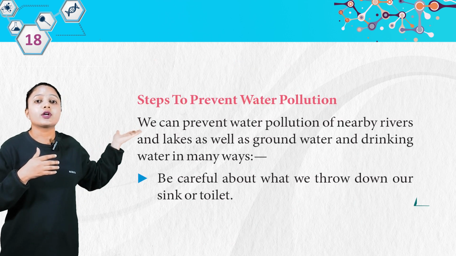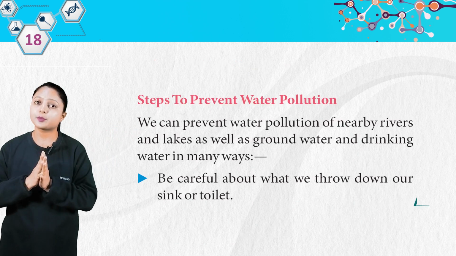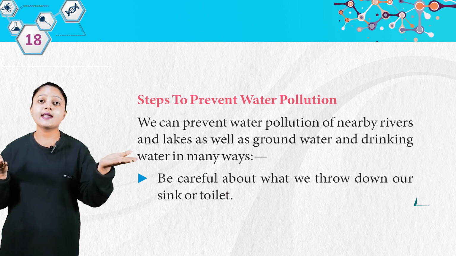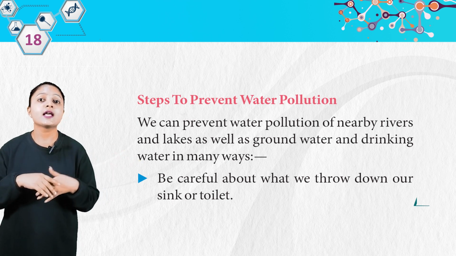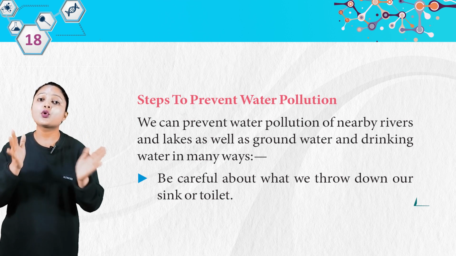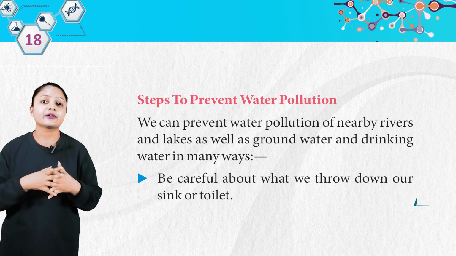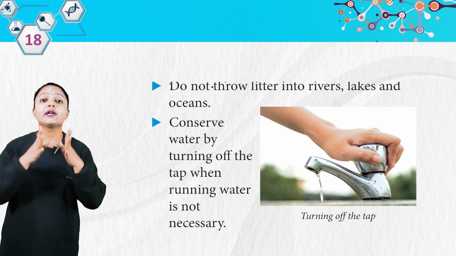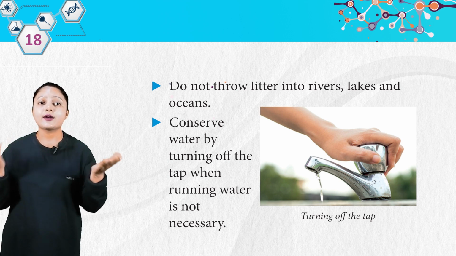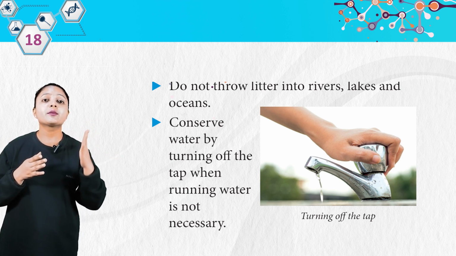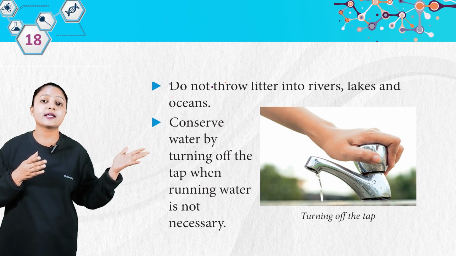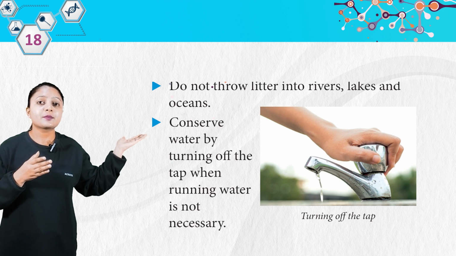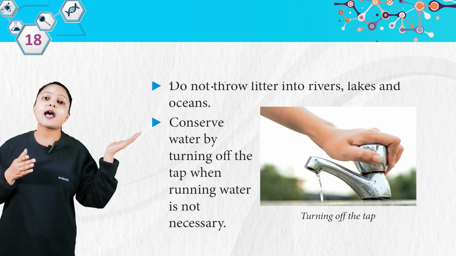Steps to prevent water pollution. We can prevent water pollution of nearby rivers and lakes as well as groundwater and drinking water in many ways. Be careful about what we throw down our sink or toilet. Do not allow litter into rivers, lakes, and oceans. Conserve water by turning off the tap when running water is not necessary. Look at this picture. This is a picture of turning off the tap.